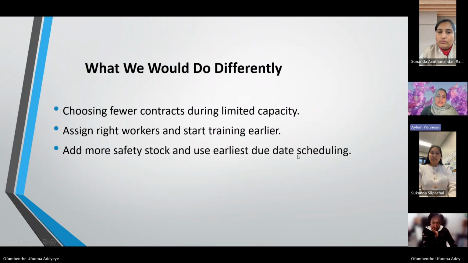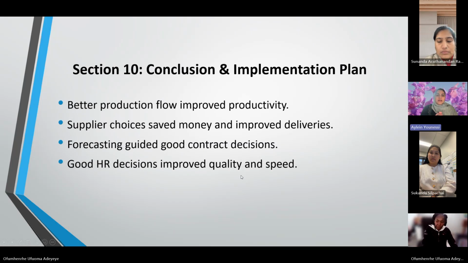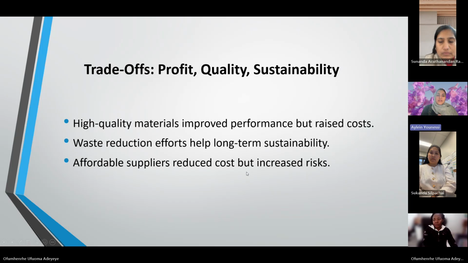If we did the simulation again, we would definitely choose fewer contracts when our production capacity was low. This would help us to avoid penalties, and we would also reassign the right workers for the right job and start training much earlier. We learned that we needed more safety stock because suppliers sometimes took longer than expected. Finally, using a scheduling method called earliest due date would help us deliver on time. Next one is trade-off: profit, quality, and sustainability.